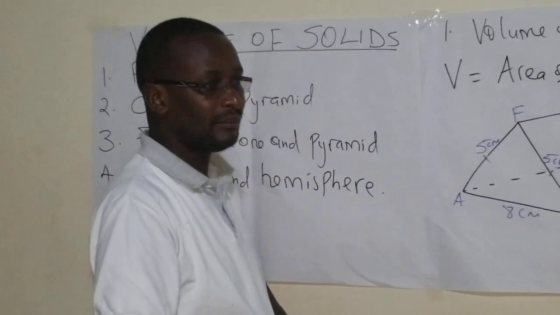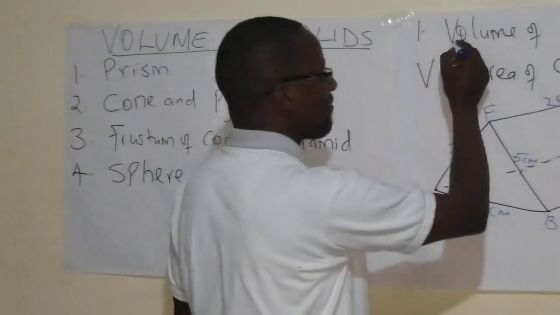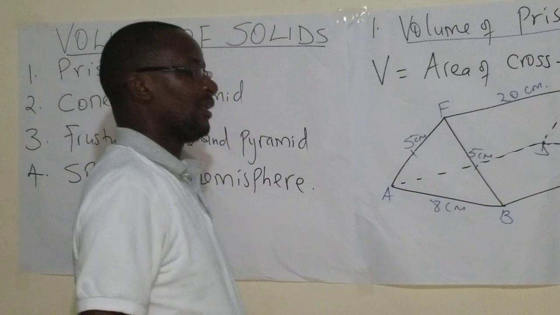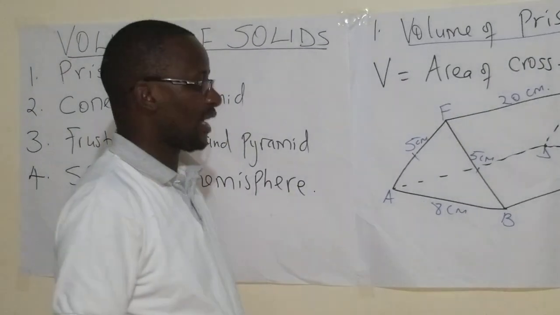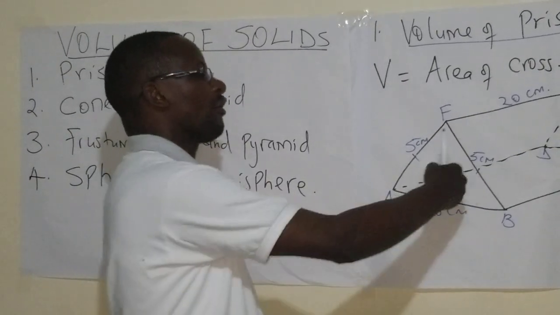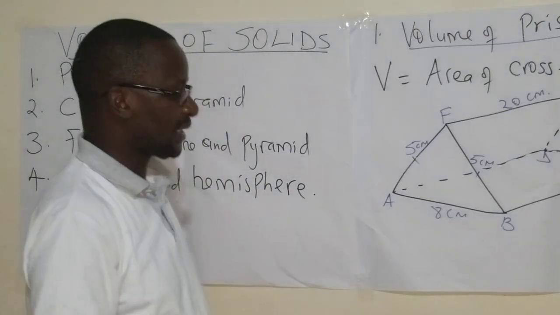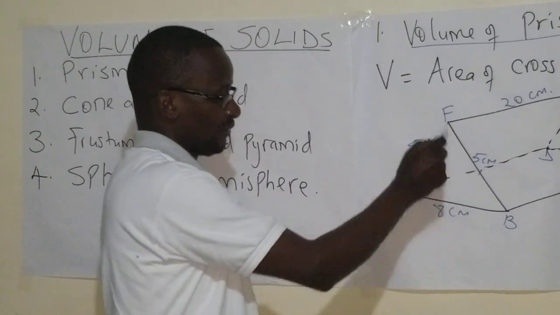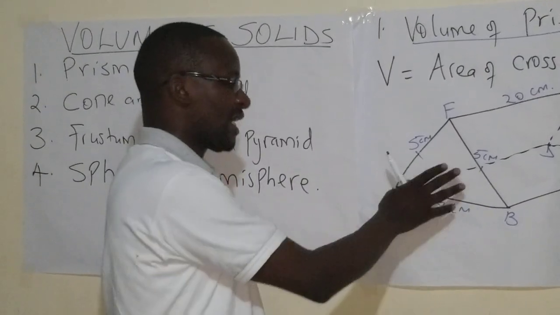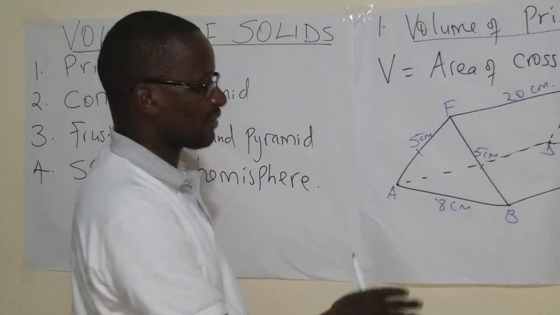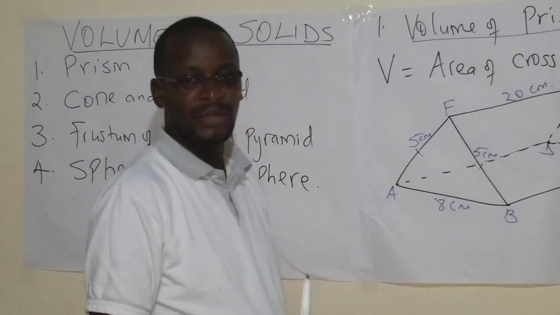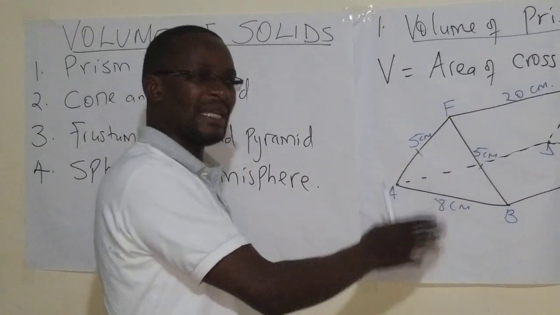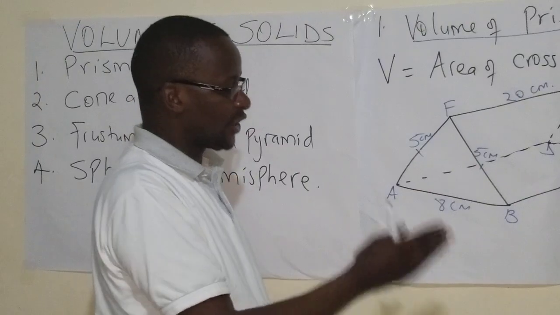A prism could be having several cross-sections. A cross-section is a shape which is repeated on the opposite side. When you look at this prism which I have drawn here, the cross-section is a triangle. So we normally call this a triangular prism because it has a cross-section which is a triangle. You can have a cross-section which is of another shape like a pentagon, a hexagon, any shape.